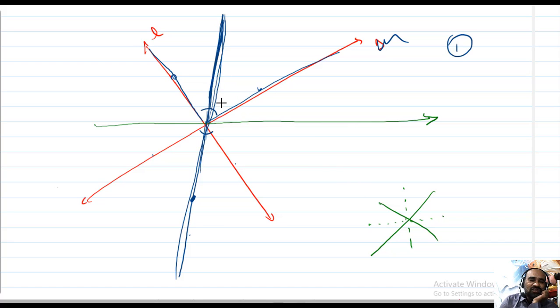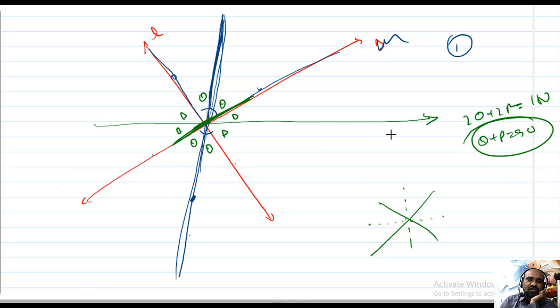One more important thing, students. This is theta, this is theta, this is theta, this is theta, this is beta, this is beta, this is beta, this is beta. This is a straight line only, no? Given line M is a straight line. 2 theta plus 2 beta, how much? 2 theta plus 2 beta equal to 180. Theta plus beta, how much? 90 degrees. So theta plus beta is 90, which means the angle between this angular bisector and this angular bisector is 90 degrees, no?